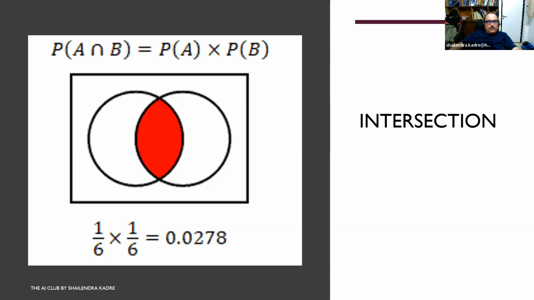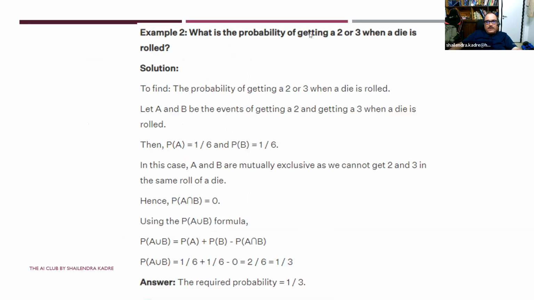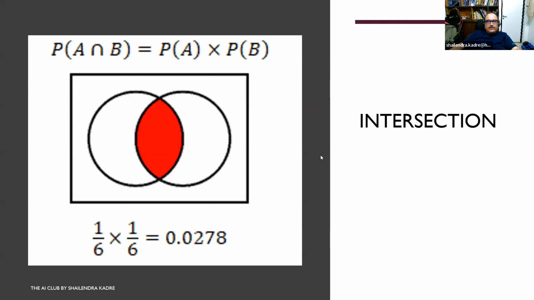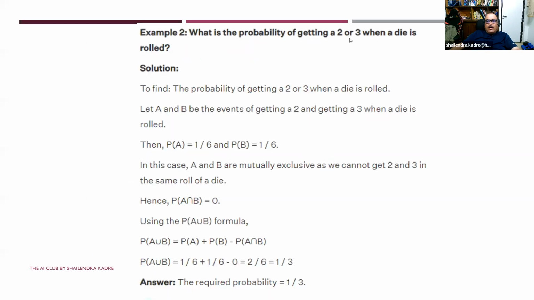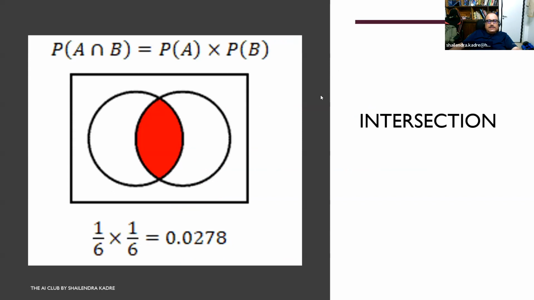Okay. So in the same problem, if I ask what is the probability of getting 2 and 3, it will be 1 by 6 into 1 by 6. Here OR means union, and AND means intersection. If I'm throwing 2 dice this time, one should have 2 on top and the second should have 3 on top. So 2 and 3 means it will be an intersection, so A into B.